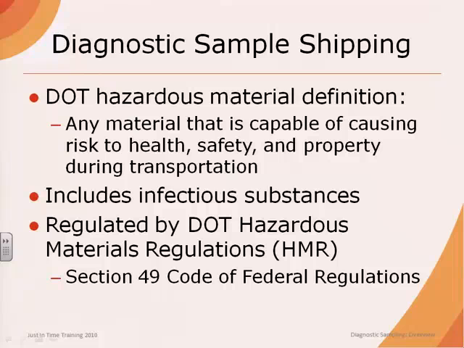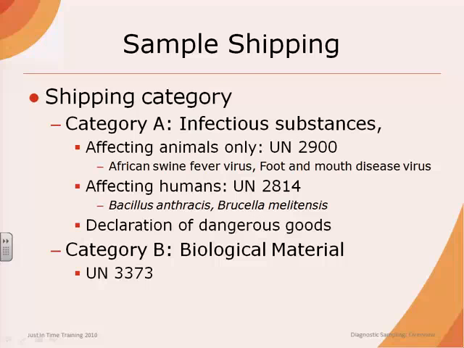The Department of Transportation defines a hazardous material as any material that is capable of causing risk to health, safety, and property during transportation. This definition includes infectious substances and animal diagnostic samples. Samples collected during an animal disease emergency are considered infectious substances as they are known to contain or reasonably expected to contain pathogens. The United Nations and the United States Department of Transportation specify how these potentially biohazardous materials should be classified and labeled for shipment.